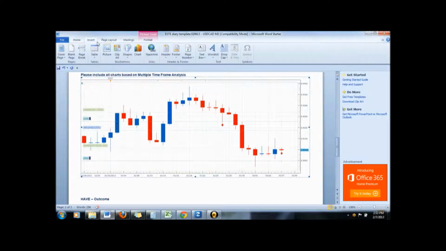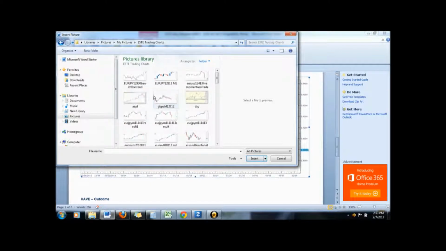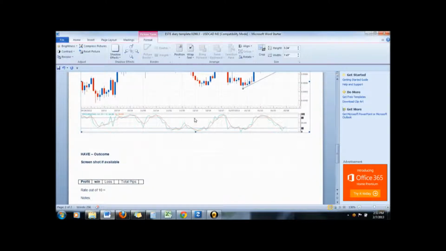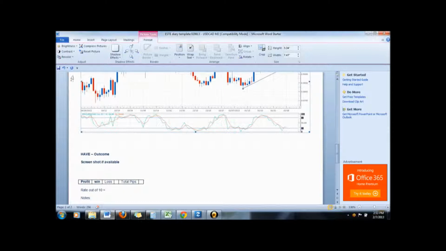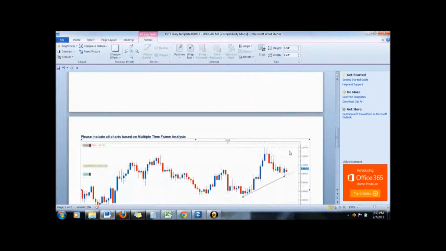Alright, let's insert the picture. And there we go. Don't have any notes as yet. Click save. And we are done pretty much for the day. Now we're going to look at this tomorrow and see what the result is going to be. And I look forward to that.